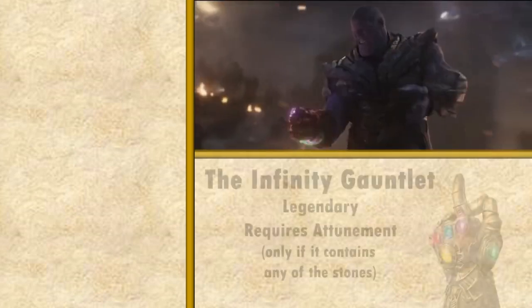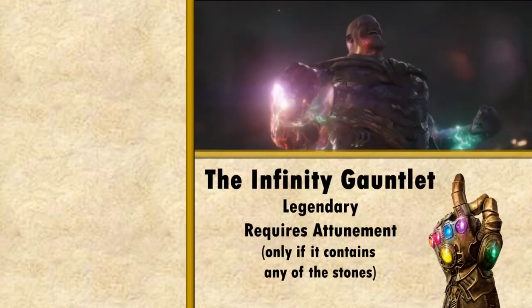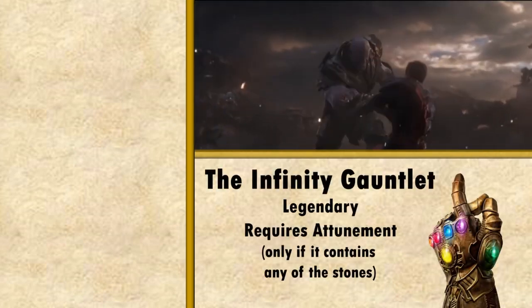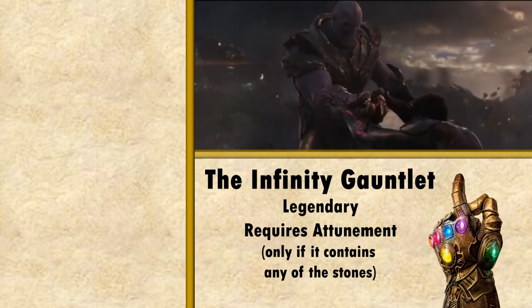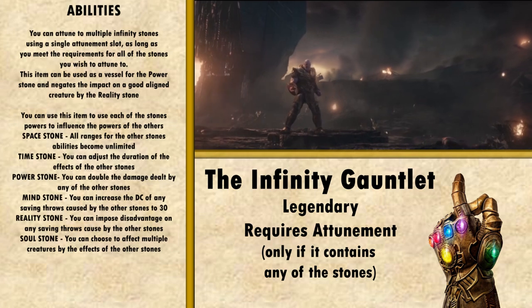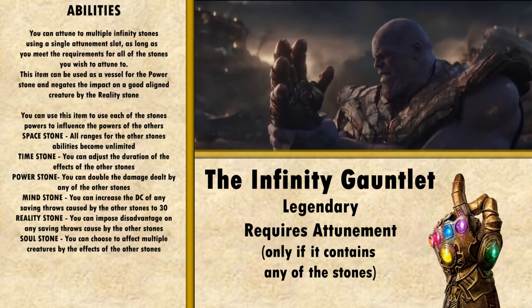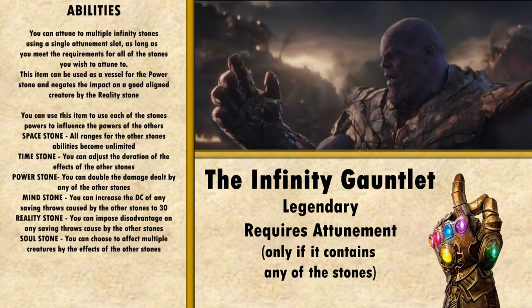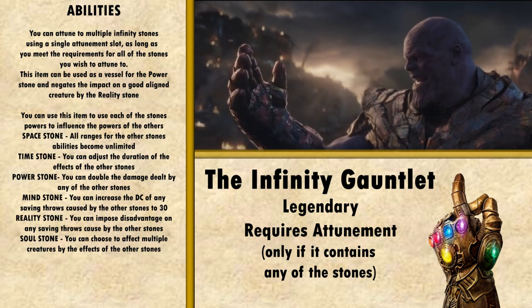Finally, we'll look at the Infinity Gauntlet from Infinity War and Endgame. This legendary item, or similar, is the only known method for using all the stones at the same time. Using this item, you can attune to multiple stones using one attunement slot, as long as you meet the requirements for each of the stones you wish to attune to.